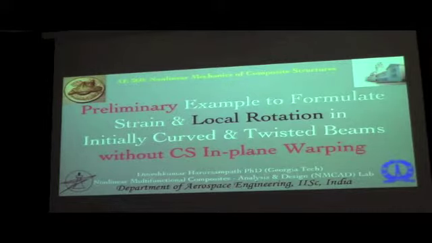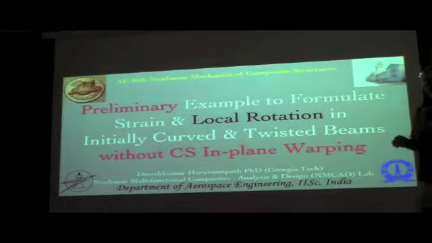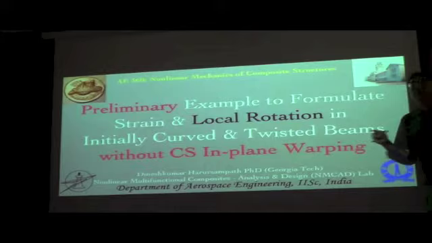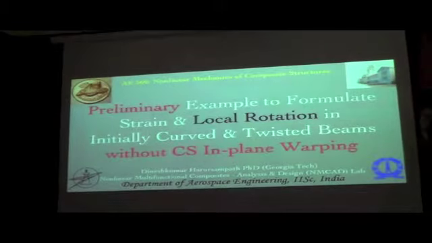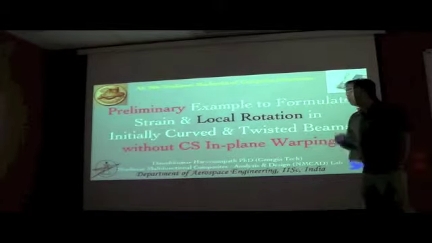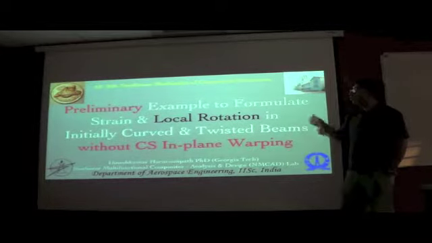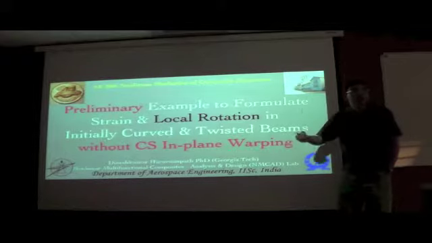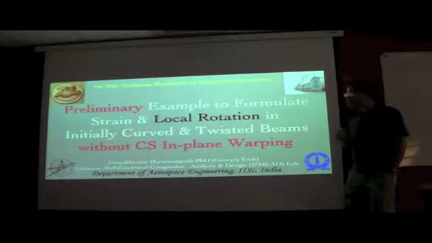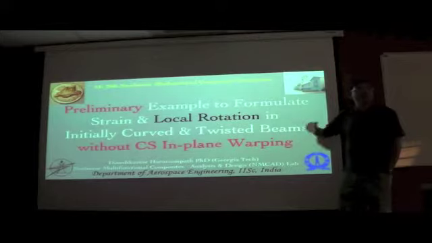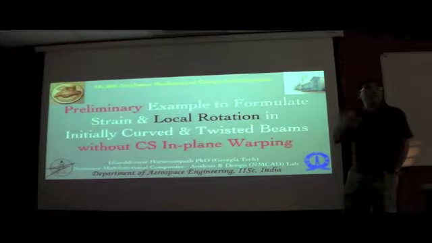So this is the preliminary example that we will take up. It is to formulate the strain and the local rotation measure numbers in initially curved and twisted beams. So as far as the initial geometry complications are concerned, we are not doing away with that. We are allowing for initial curvature and twist even in this simple example. But the red quantities that you see in both places are the things that we are simplifying purely for pedagogical purposes. Not that this is not useful, just that it is for a very restricted class of problems.